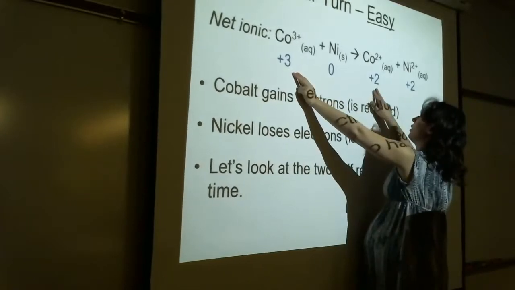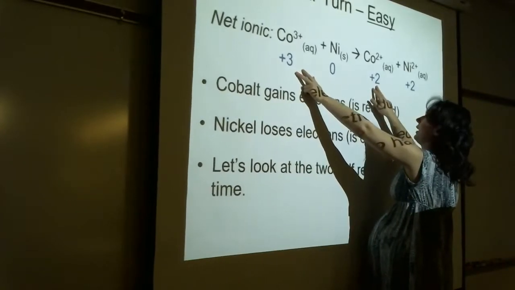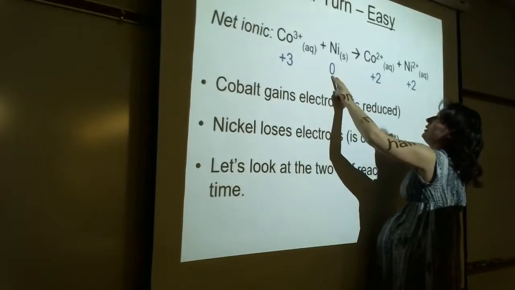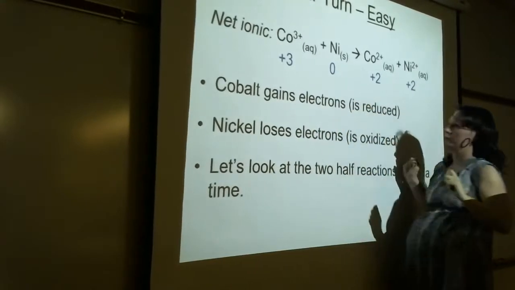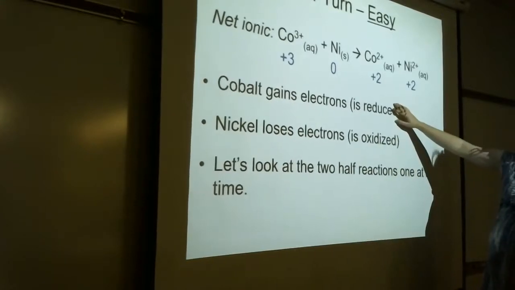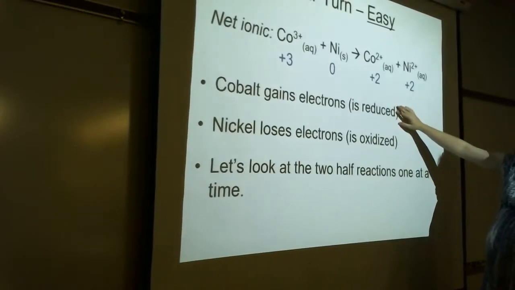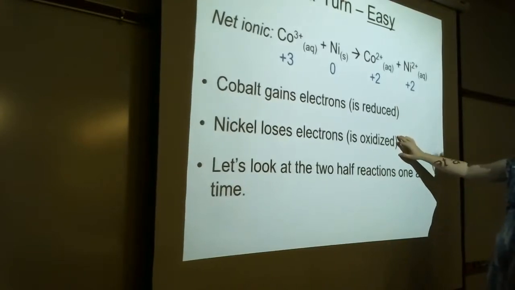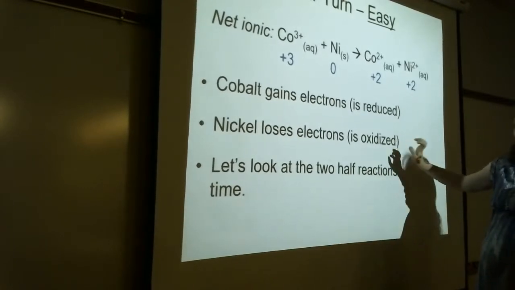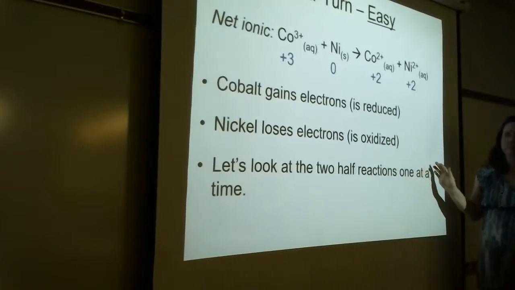Cobalt-3 becomes cobalt-2, so that's a gain of electrons, that's a reduction. Nickel metal becomes nickel 2 ion. That's a loss of electrons, right? So Co3+ is where we're going to begin for the reduction half reaction, and the nickel is where we're going to begin for the oxidation half reaction. Do we agree so far?